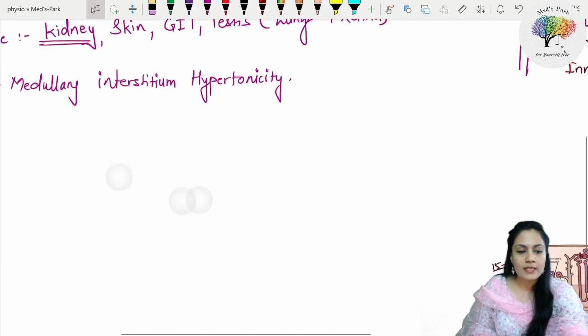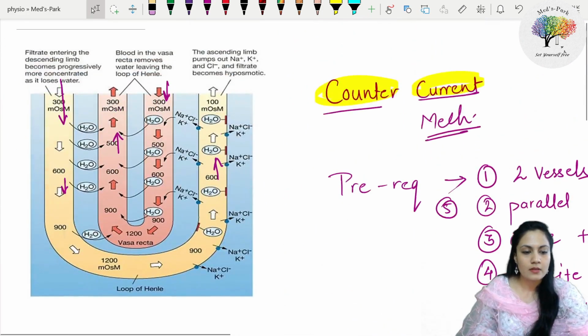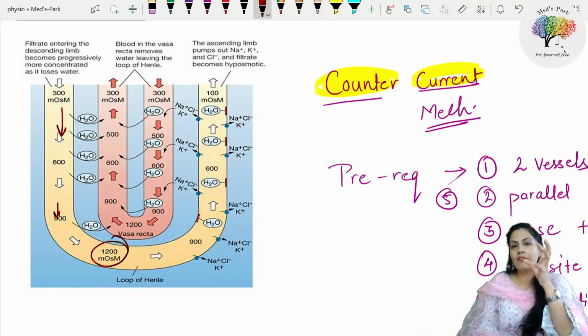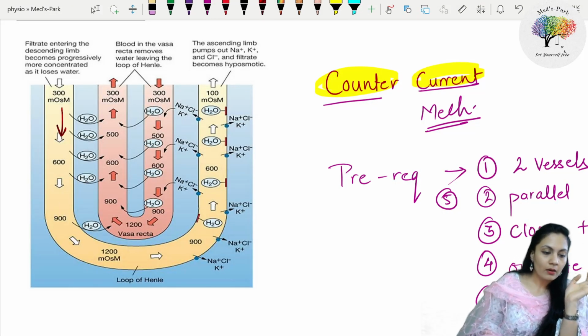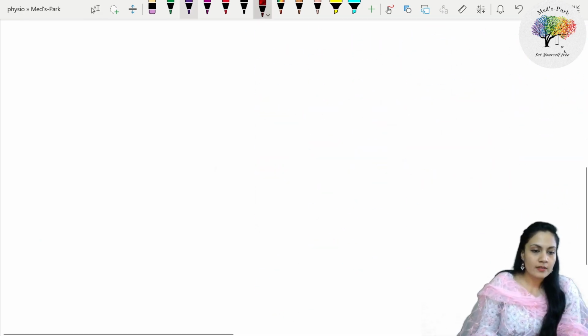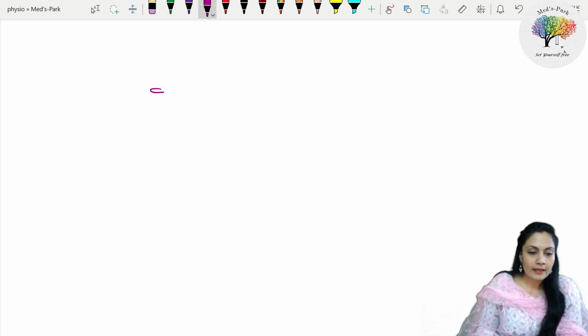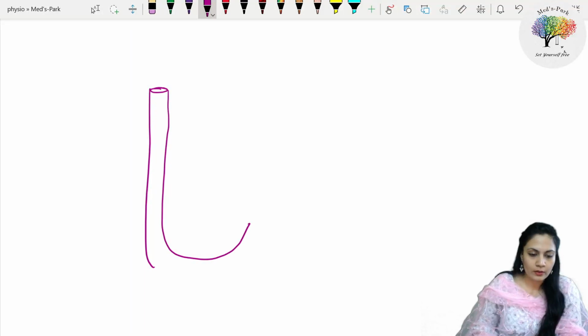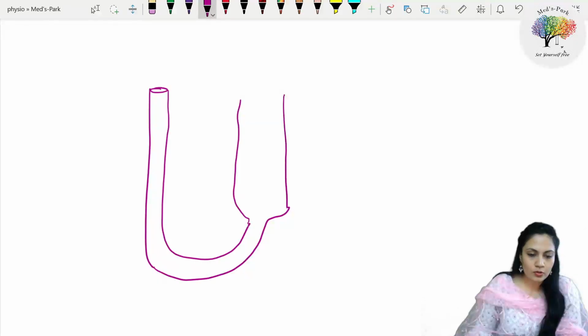Now, see over here what is happening. Just now we discussed this gradient, right? And the same is shown over here. As we go down into the inner medulla, we have more osmolarity. Now, let's draw the diagram with me, and then you'll understand how this is happening. Over here, let's say this is the descending limb of the loop of Henle. It is going to be thin and thick. I'm just drawing the thin one over here, and in the ascending limb I'm going to draw the thick one also. Why, you'll understand in a minute or so.